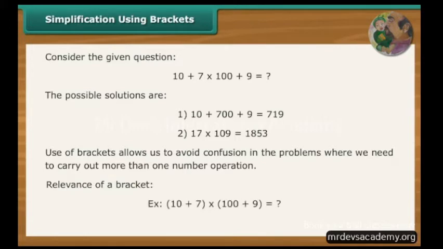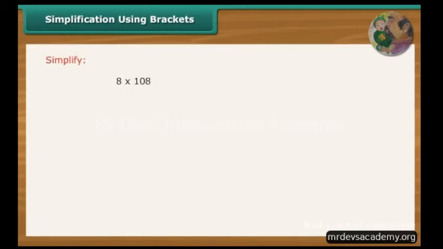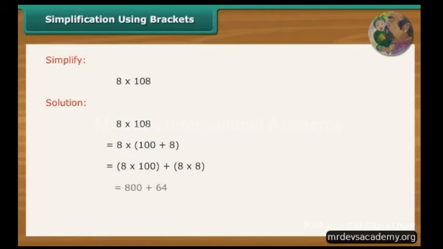If the question would be given as shown on screen, it would be easy to calculate. Yes, the answer would be as 17 into 109 is equal to 1853. Let us simplify. This can be solved as 8 into 100 plus 8, which is equal to 8 into 100 plus 8 into 8, which equals 800 plus 64, which is equal to 864.